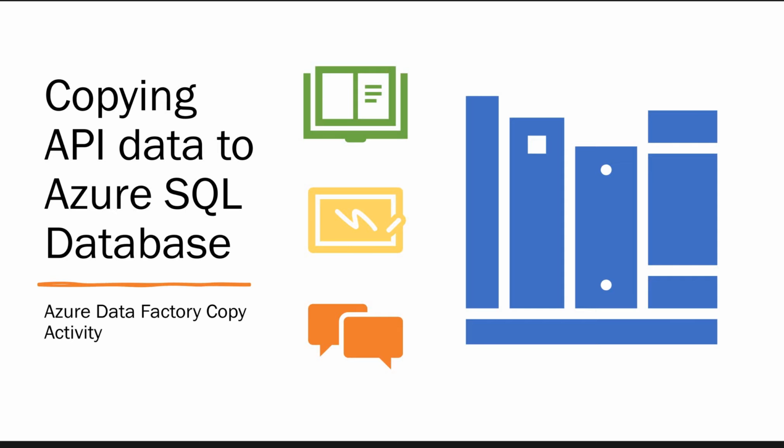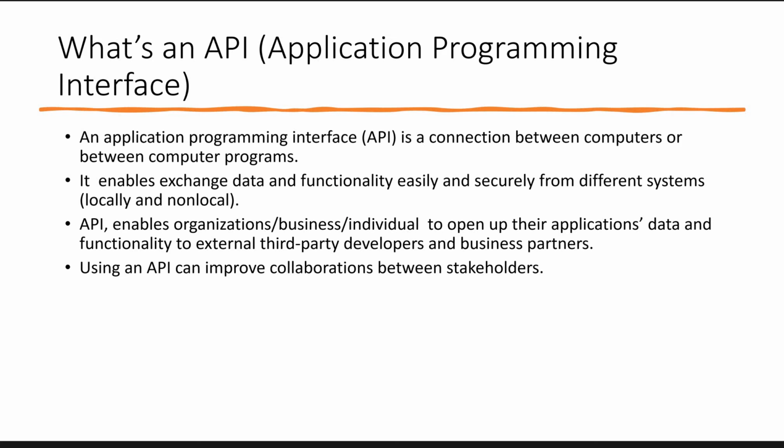Today, we'll be talking about copying data from an API to an Azure SQL Database. So first of all, we will discuss what an API is and why we are talking about the API. An API is an application programming interface, which allows the connection between computers or between computer programs. It enables exchange of data and functionality easily and securely from different systems, locally and non-local.